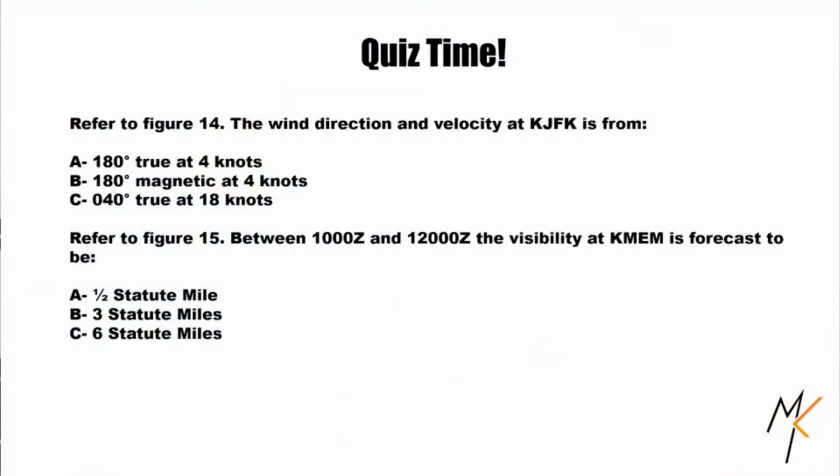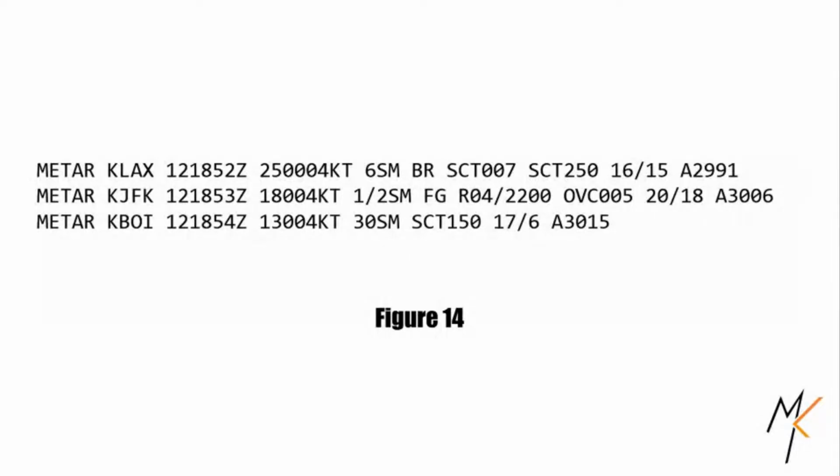Refer to figure 14. The wind direction and velocity at JFK is from what? And refer to figure 15. Between these dates and times, the visibility at KMEM is forecast to be what? Let's look at the first question.